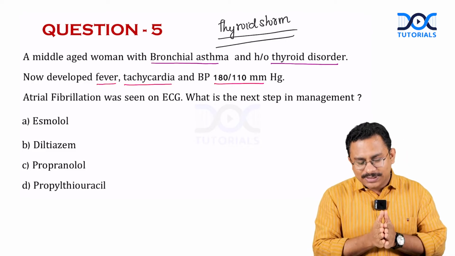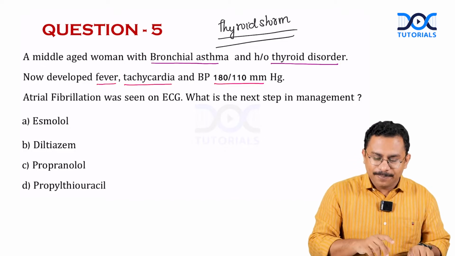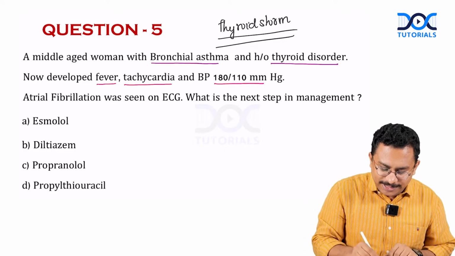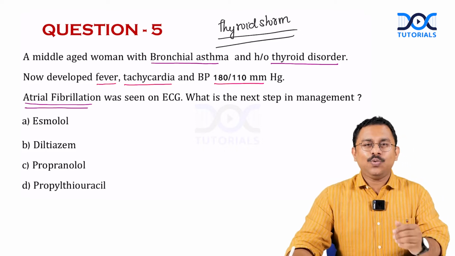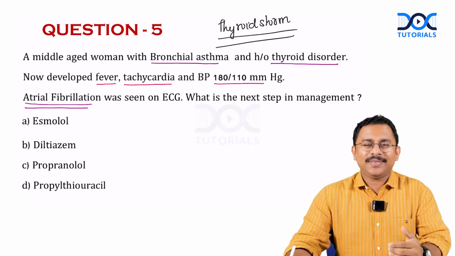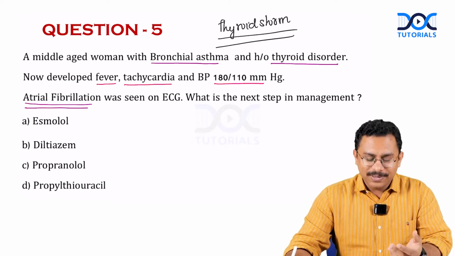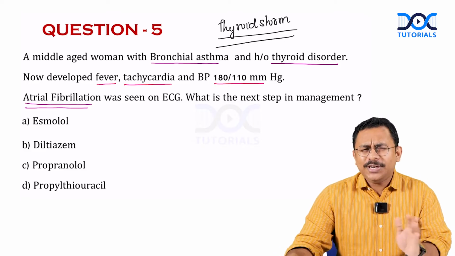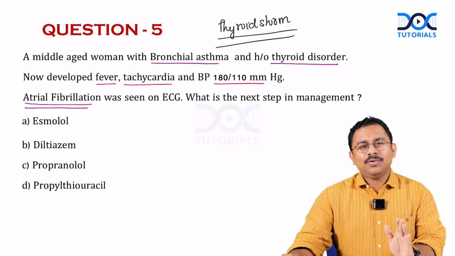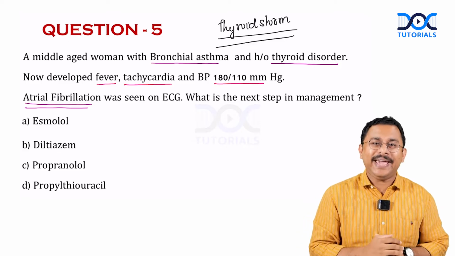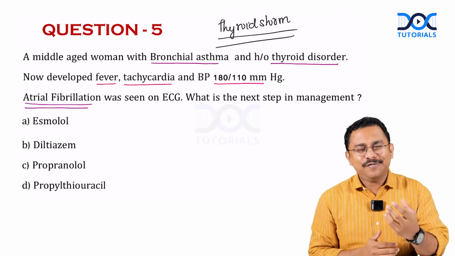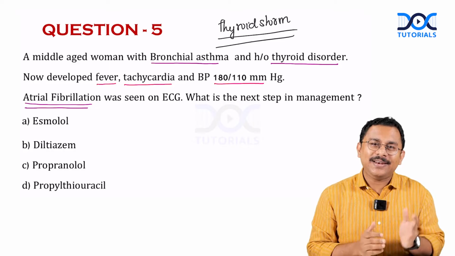But let us try to analyze the question once again. So you've got the patient with atrial fibrillation. Now just tell me something. In a patient who has presented currently with a thyroid storm and an atrial fibrillation, what is your priority here? Your priority is to control the AF, because atrial fibrillation is something that can even kill the patient.